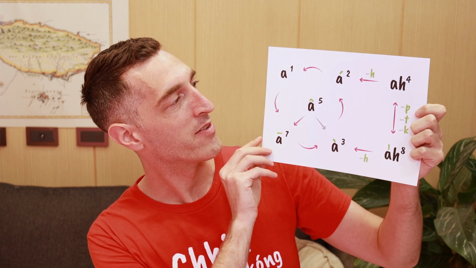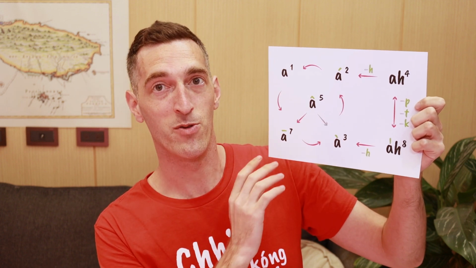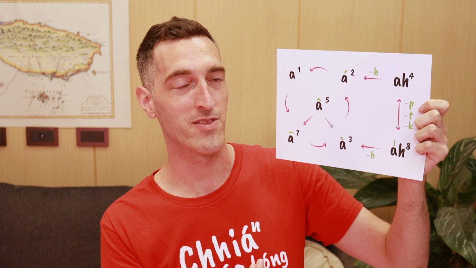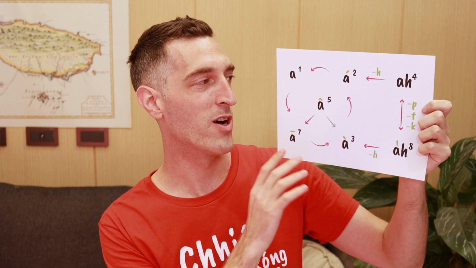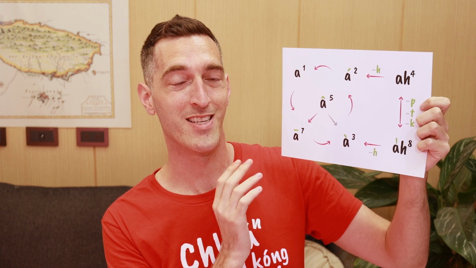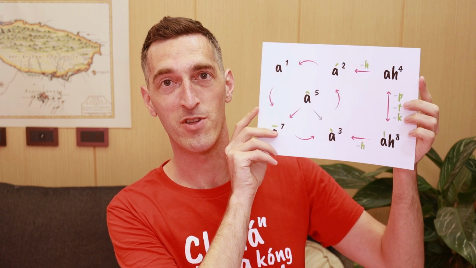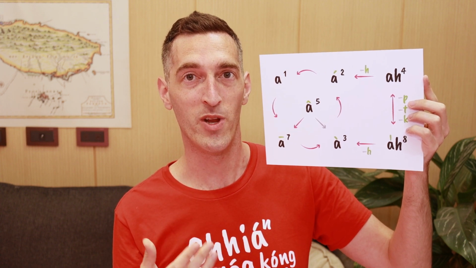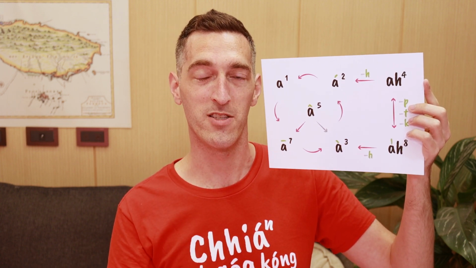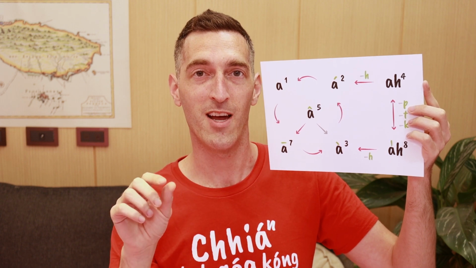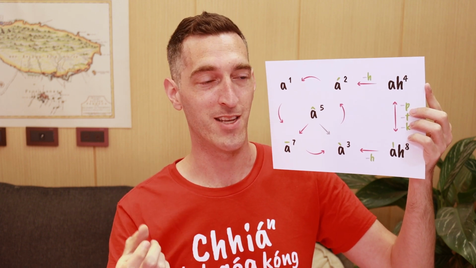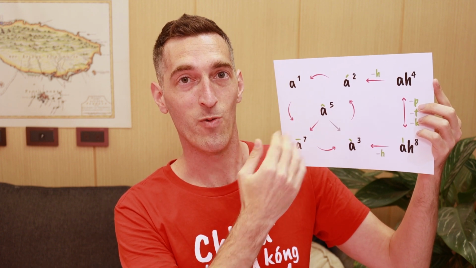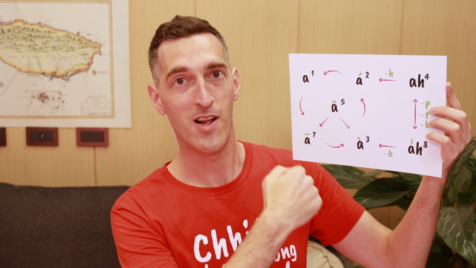What we have here are the 7 tones. Remember that the 6th tone and the 2nd tone are the same effectively, so we don't have the 6th tone on here. We've got 1, 2, 3, 4, 5, 7, 8. And what you do for the tone change rules is you take the original tone, or the base tone, and that is the written form of the word. So when you see a word written in Taiwanese, you always write it with the base tone.